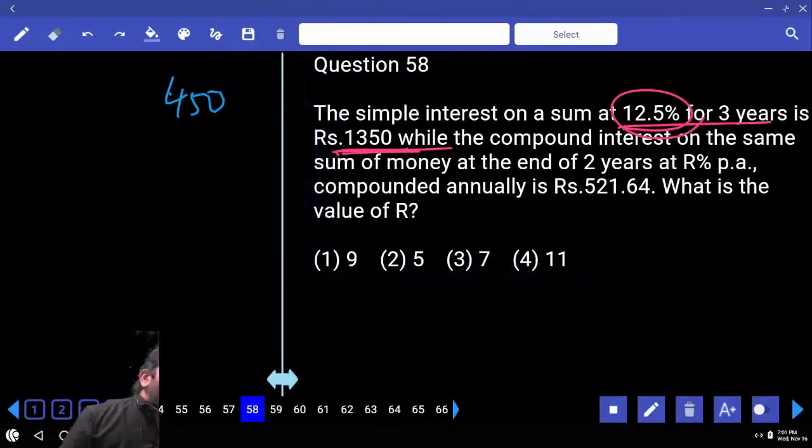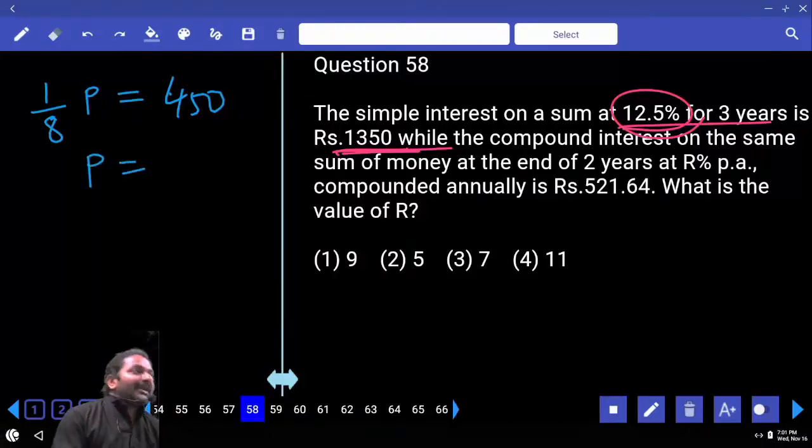So 450 is simple interest for 1 year, which is what percent? 12.5%. Can I write it as 1/8? So 1/8 of the principal is 450. From this, principal P is equal to 8 times 450. How do you get 8 times? 10 times minus 2 times. 10 times 450 is 4,500, minus 2 times 450, which is 900. 4,500 minus 900 is 3,600. That's the principal.